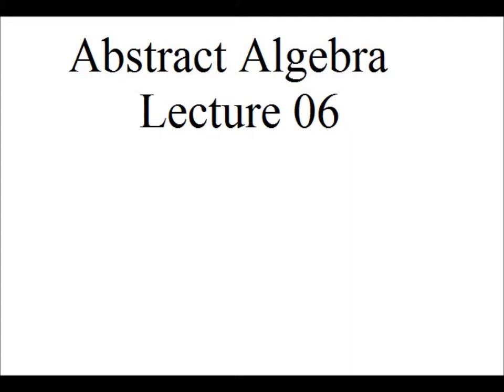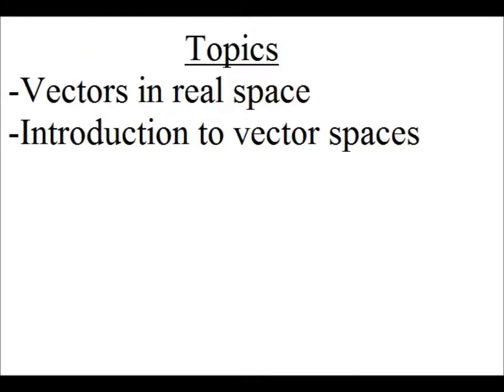Welcome to the 6th lecture in abstract algebra. The topics that we'll explore in this lecture include vectors in finite dimensional real space and an introduction to vector spaces. Okay, so last time we looked at vectors as special types of matrices. This time we'll look at vectors as objects distinct from matrices, and in particular we'll be looking at column vectors. And there's some simplifications we can make to notation.